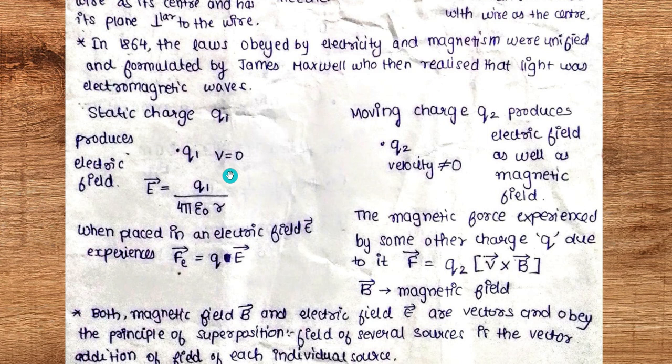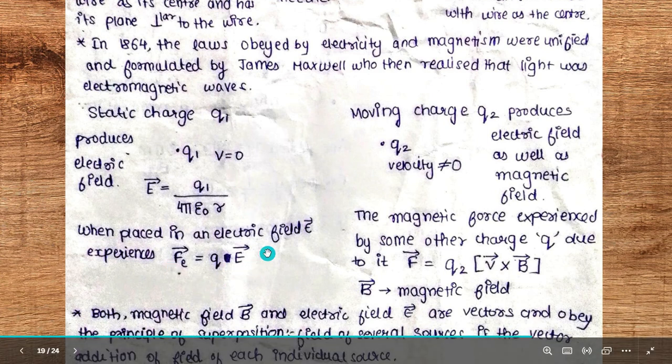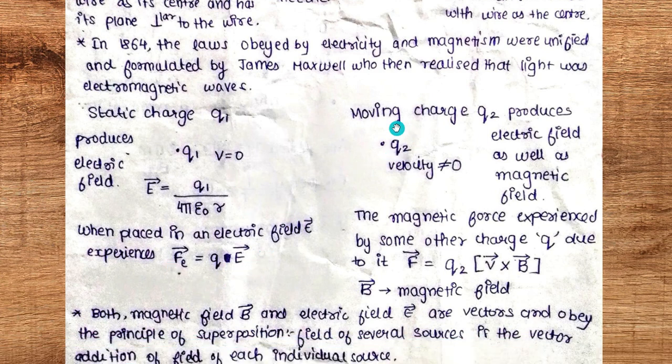So, when placed in an electric field, this blue dot, or Q, experiences electric field E, and the force on it due to this electric field is given by F equals Q into E. This is the formula. Now coming to case 2. If there is a moving charge Q2, which means velocity is not equal to 0, it produces both an electric field as well as a magnetic field.